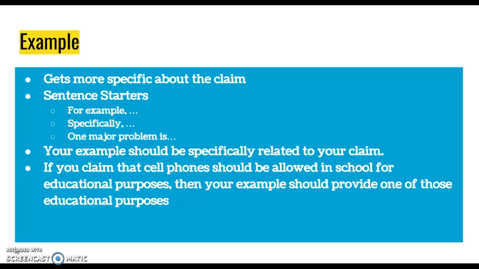So next is your example. So your example needs to get more specific about your claim, and some sentence starters for that are "for example," "specifically," "one major problem is." The most important thing about your example is that it should be specifically related to your claim. You don't just give another reason than you stated in your claim. So if you're writing about cell phones should be allowed in schools for educational purposes, then your example is going to give one of those educational purposes.